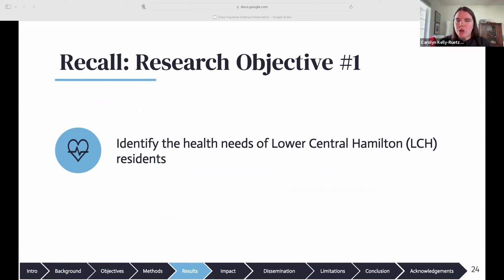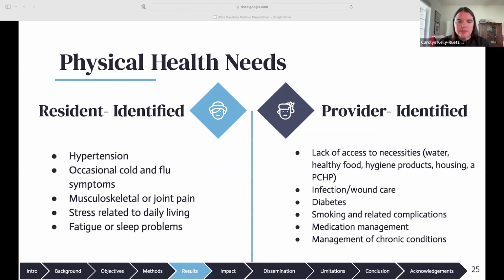At this time, we'd like to call back to our first research objective, which was to identify the health needs of Lower Central Hamilton residents. We fulfilled this objective by defining resident needs as described by both residents and providers. Residents identified physical health needs, including occasional colds and flus, MSK pain, stress, and sleep problems.